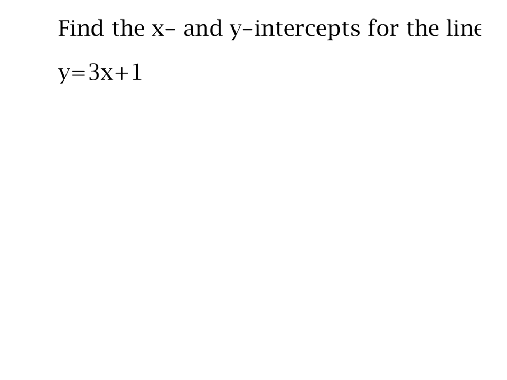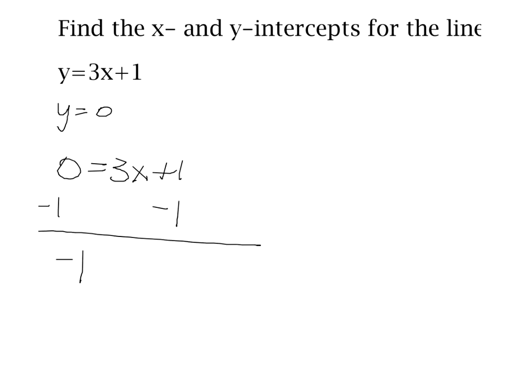Okay, so now we're going to find the x and y intercepts for a line that's in a different form. To find the x-intercept, let y equal 0. So I get 0 equals 3x plus 1. I'm going to solve for x, and then divide both sides by 3 to get x all by itself. So I get the x-intercept of minus 1/3.